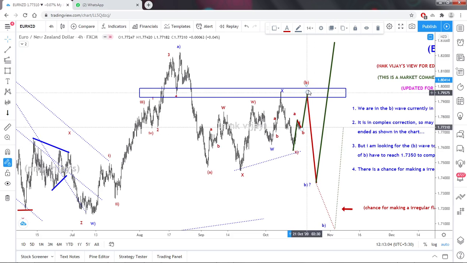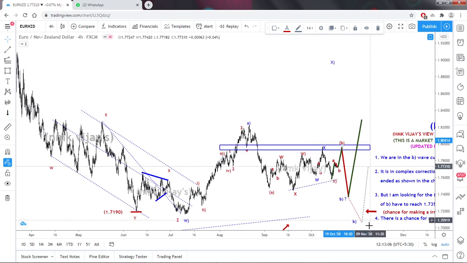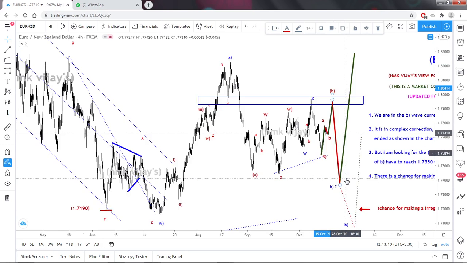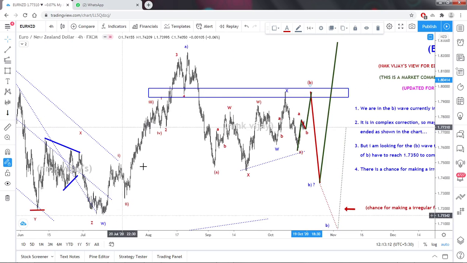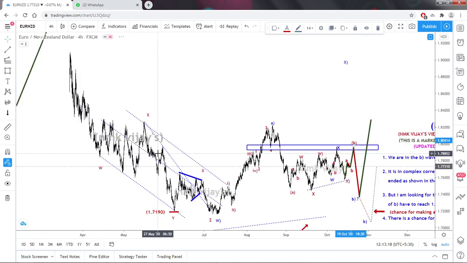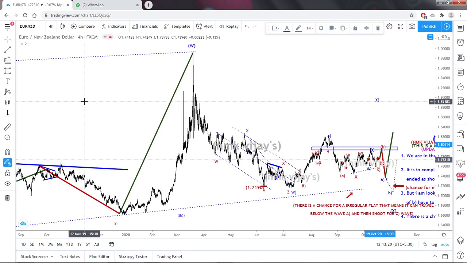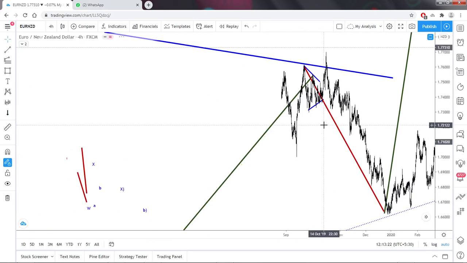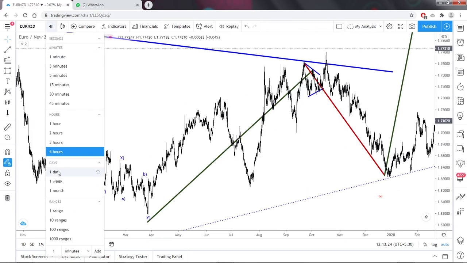But we don't know whether this B wave makes an irregular flat, because this is an A, and B may be an irregular flat. There are chances for it to break this low, and it has already done that a lot of times in Euro New Zealand, right? I will show you in the daily chart.